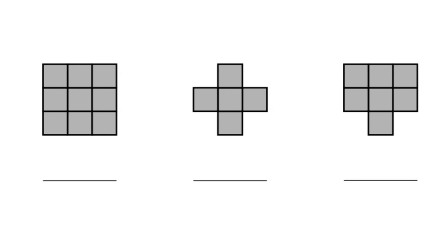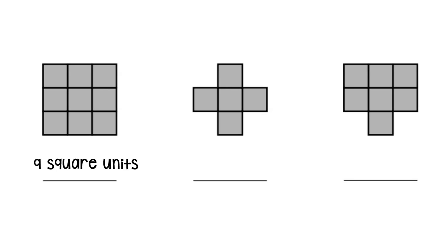So if we look at this first shape, to figure out the area, I am simply going to count how many squares are in the shape. So I can count 1, 2, 3, 4, 5, 6, 7, 8, 9. So that means that the area of this first shape is 9 square units.